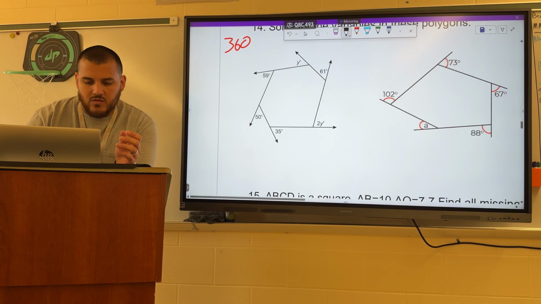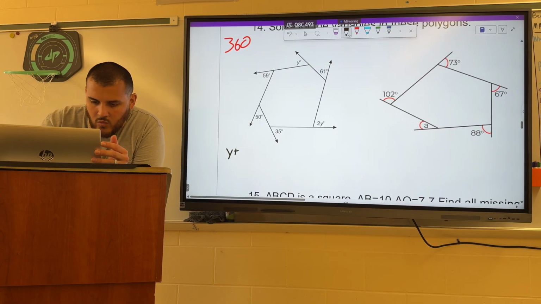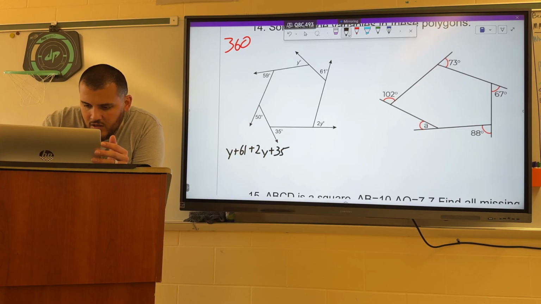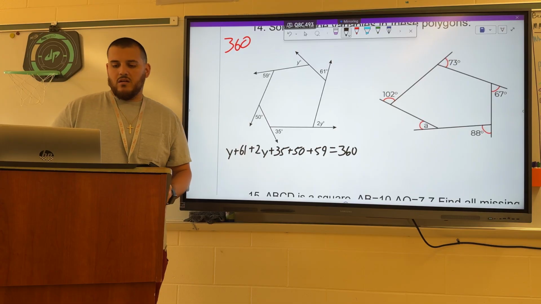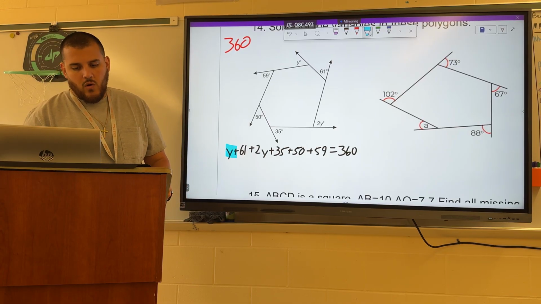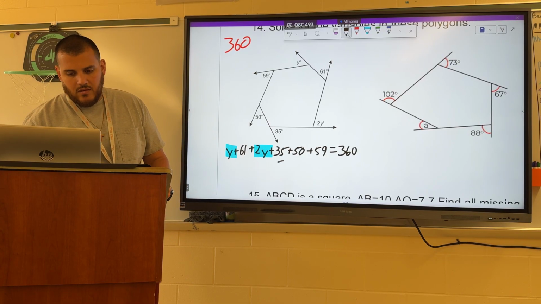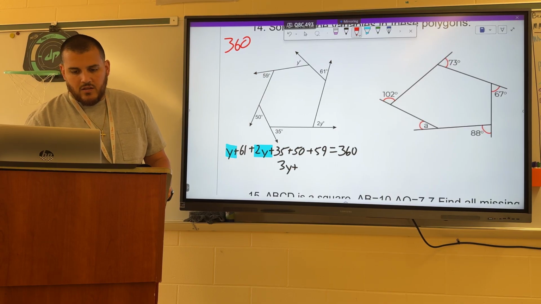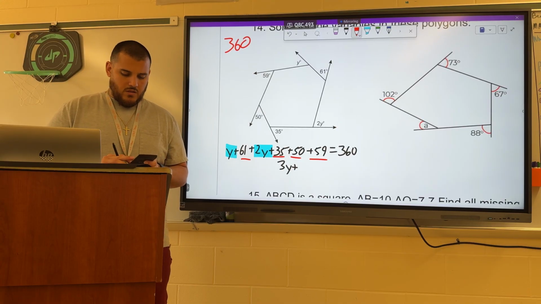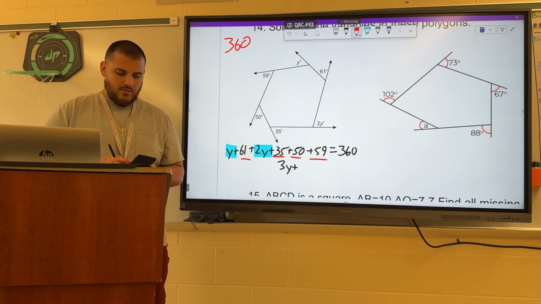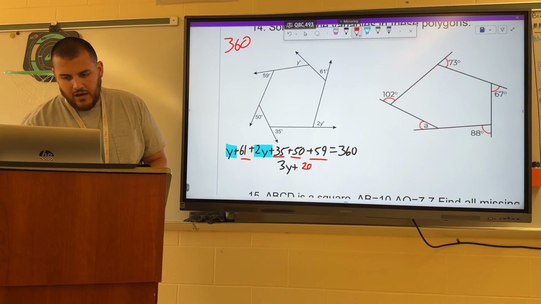So we'll keep that in mind as we solve for these variables. Just algebra here: y plus 61 plus 2y plus 35 plus 50 plus 59 has to equal 360 degrees because they're exterior angles. Combining like terms, I have y and 2y, that gives me 3y. And then when I do 61 plus 35 plus 50 plus 59, let's see what we get. 61 plus 35 plus 50 plus 59 gives me 205.